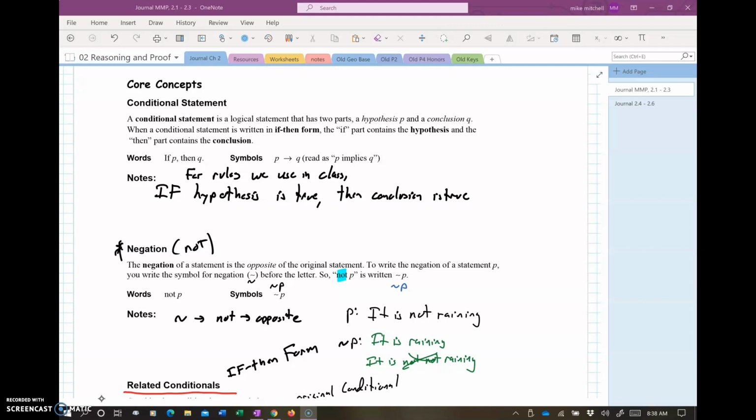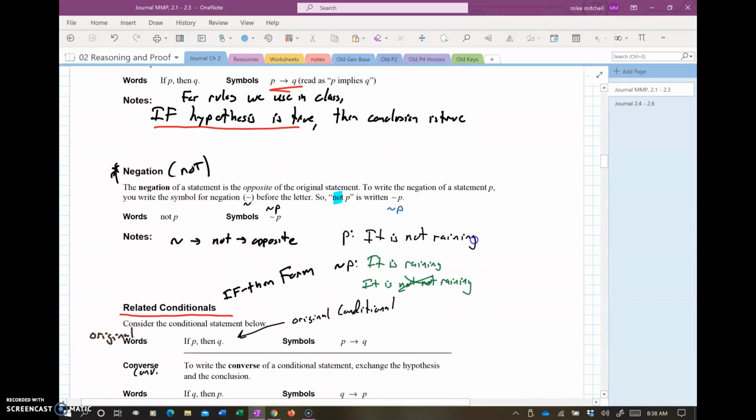Hypothesis P, conclusion Q, if-then form, if P, then Q. There's our symbol notation right there. P implies Q. It still can be read if P, then Q. For the rules we use in class, if the hypothesis is true, the conclusion is going to be true. So we're not going to set up rules where they're false. But if the hypothesis is true, then you know the conclusion is true. This is logical thinking. This is one of the biggest ideas we learn in geometry.